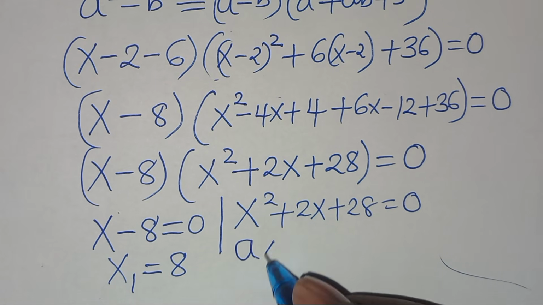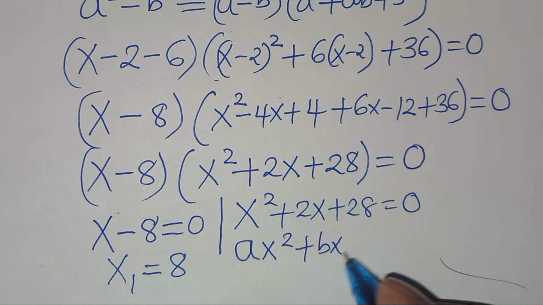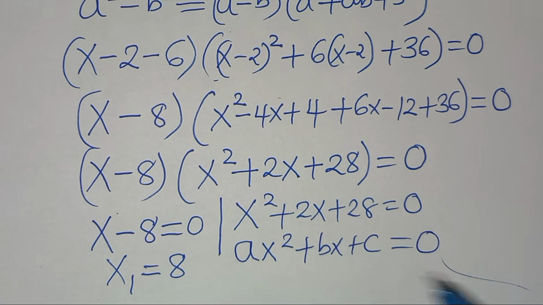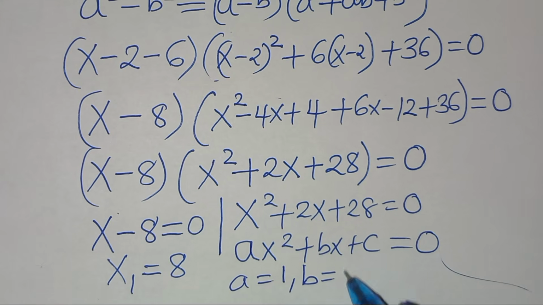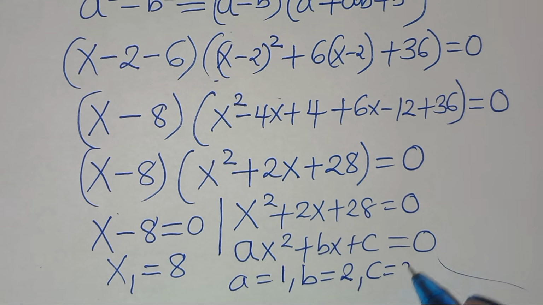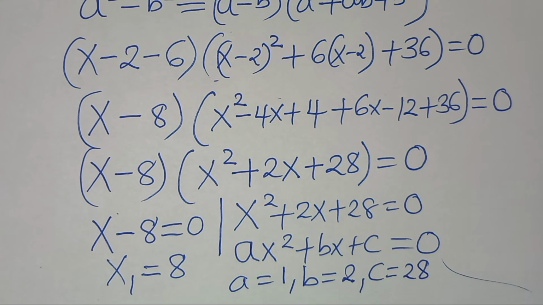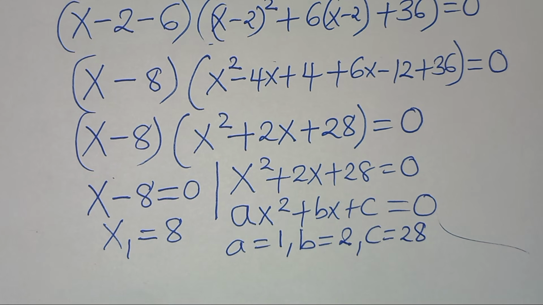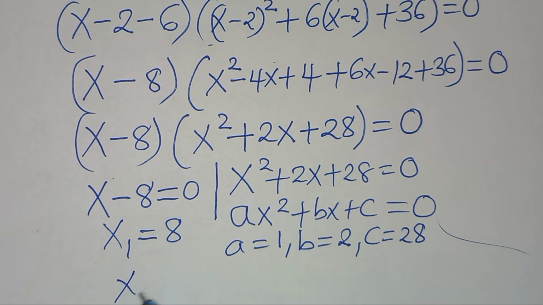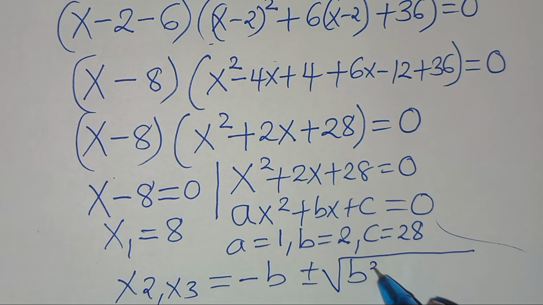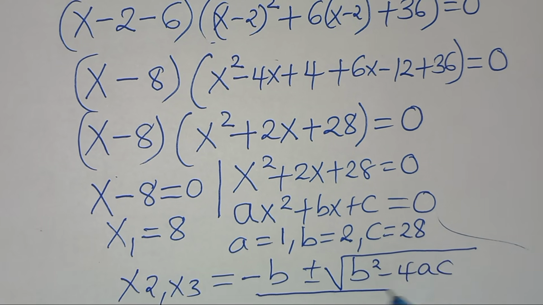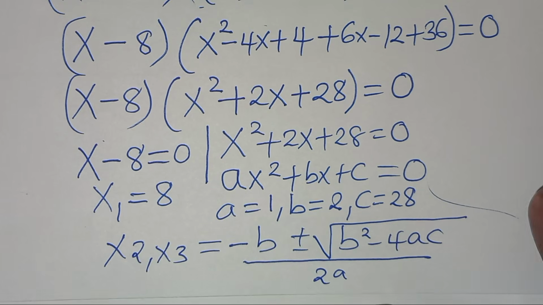Remember, this quadratic equation is in the form of ax^2 + bx + c = 0. So this implies that the value of a is equal to 1, the value of b is equal to 2, and the value of c is equal to 28. To solve for the values of x2 and x3, we apply the quadratic formula, that is x = (-b plus or minus the square root of (b^2 - 4ac)) divided by 2a.